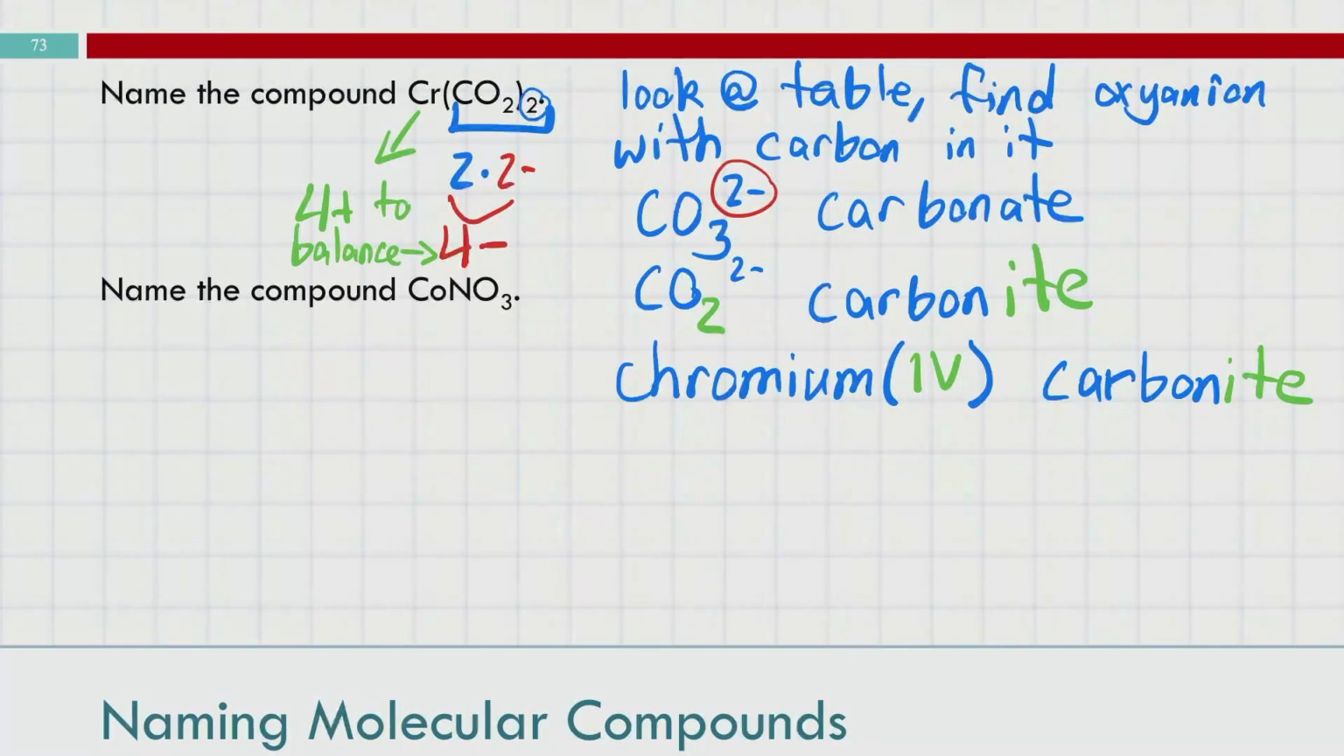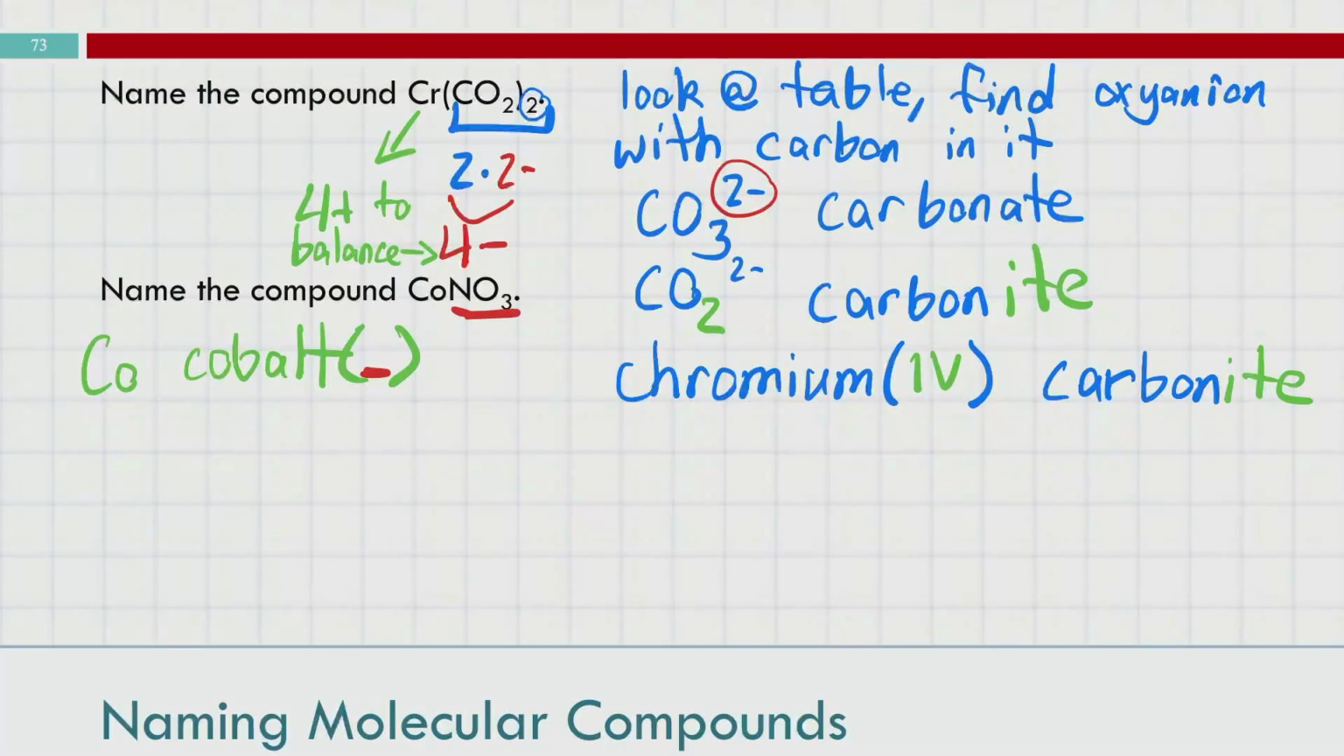All right, CoNO3. First thing we want to do, there's a couple options, but we might start with figuring out what Co is. Co is cobalt. Cobalt lives in our transition metals block, so we don't know what the charge is. It could form a couple of different options at least. So we'll have to figure out what the charge is. That means we need to look at our anion.